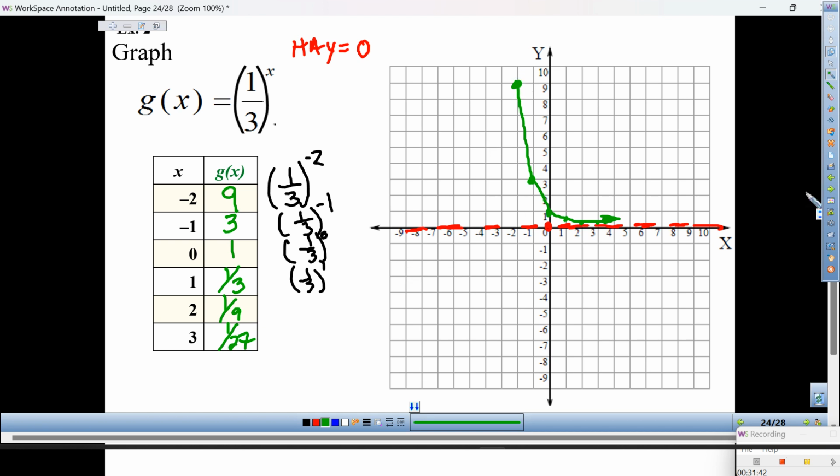So what can we conclude? Talk it over with your neighbor. What can we conclude with exponential functions? If the base is what, what does it do? And if the base is what, what does it do?